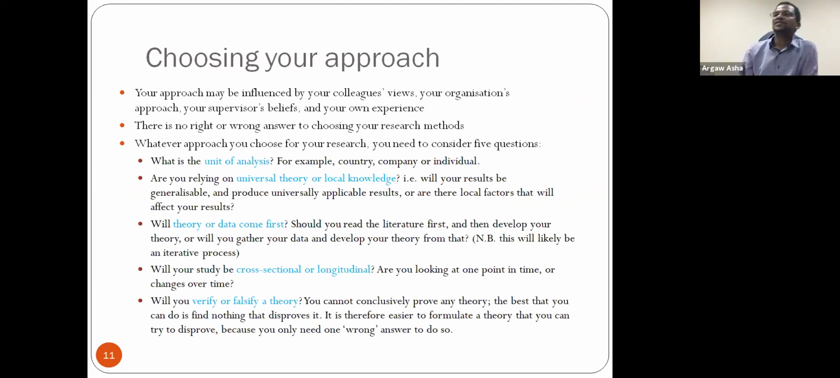So whenever we are choosing the approach, which approach are you going to use for your data? Whenever we are choosing either a qualitative or quantitative approach, that depends on your experiences, your organization's experiences, and there is no right or wrong method.